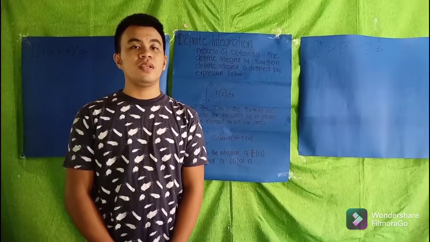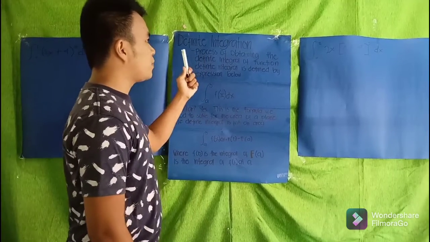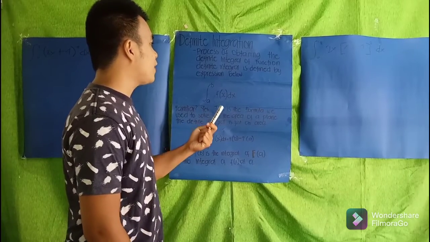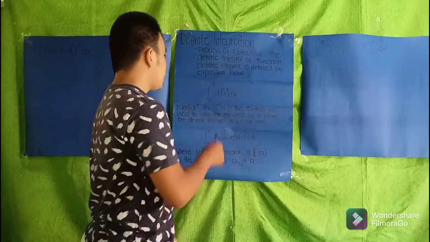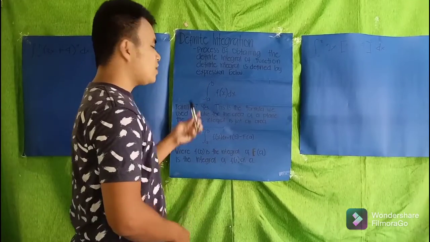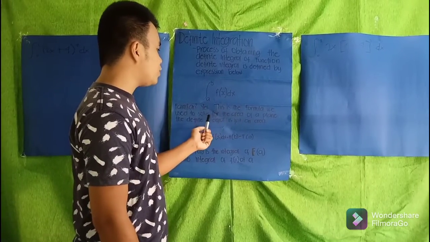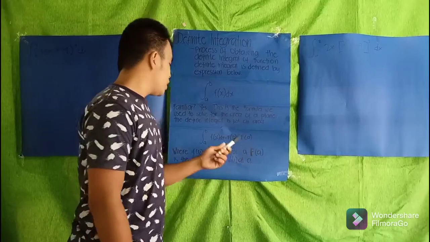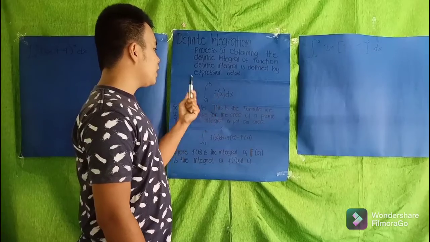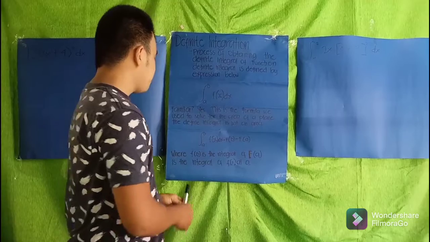So today I will talk about definite integral. Definite integration is a process of obtaining the definite integral of a function. The definite integral is defined by the expression below: the integral of f of x dx from a to b. It seems familiar, right? Because this formula is the formula we use in solving the area of a plane. So the definite integral is just an area. You are finding the area of a plane when you solve the definite integral.